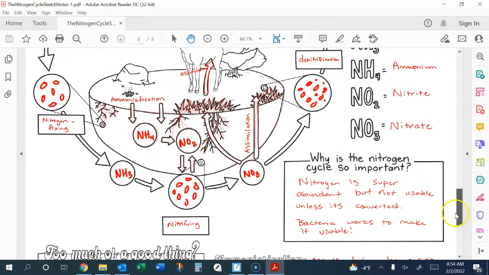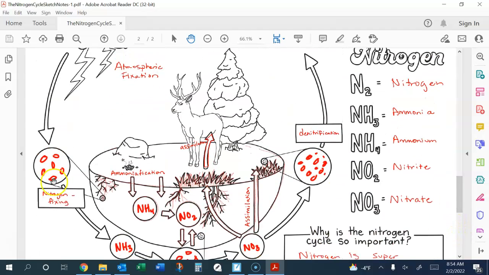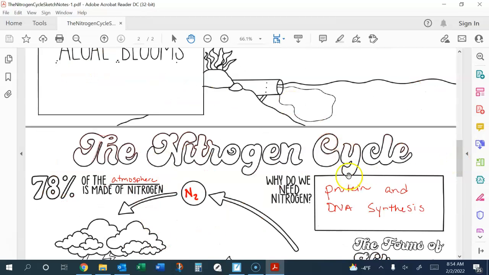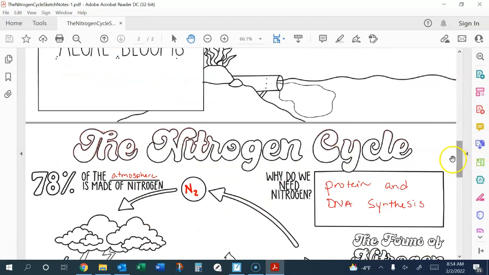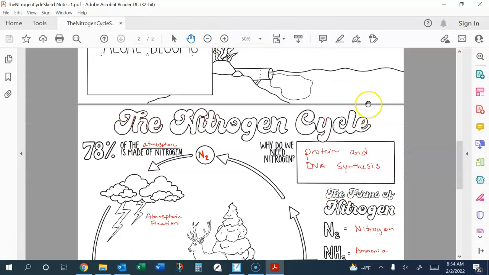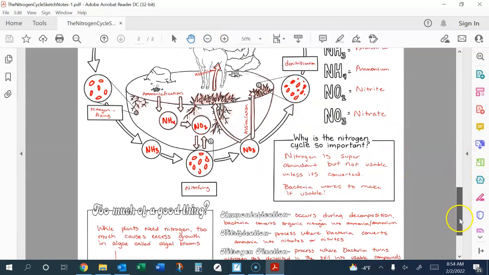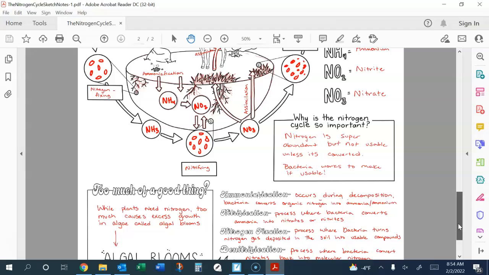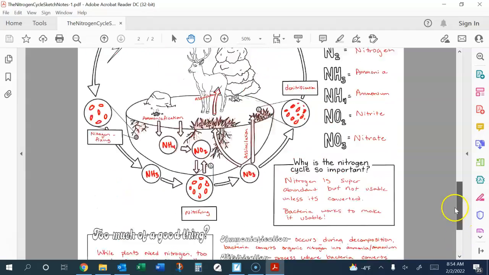I'm just going to kind of show you that in the picture up here, here's ammonification. We're breaking down the manure. Nitrogen fixation was when we took the nitrogen in the air, changed it to the soil. Denitrification took nitrogen in the soil back to the air. Okay, and so that's kind of all those words. Whoops, sorry there. Let me bring that back down. Okay. So that's kind of our nitrogen cycle picture there.